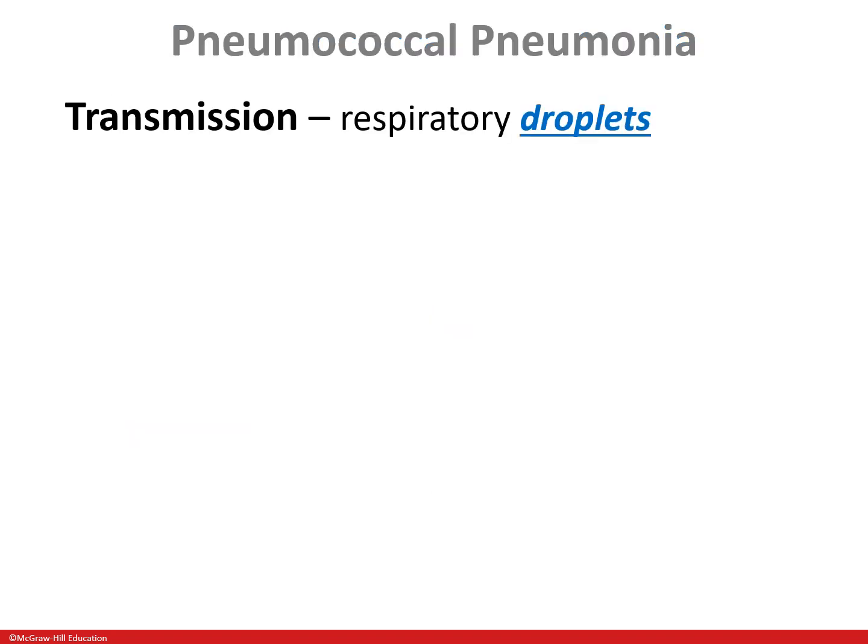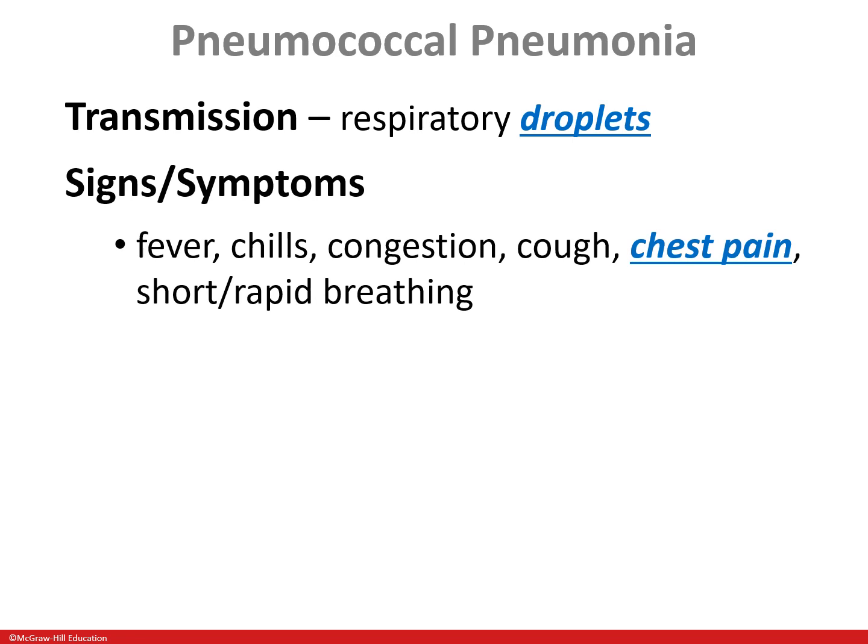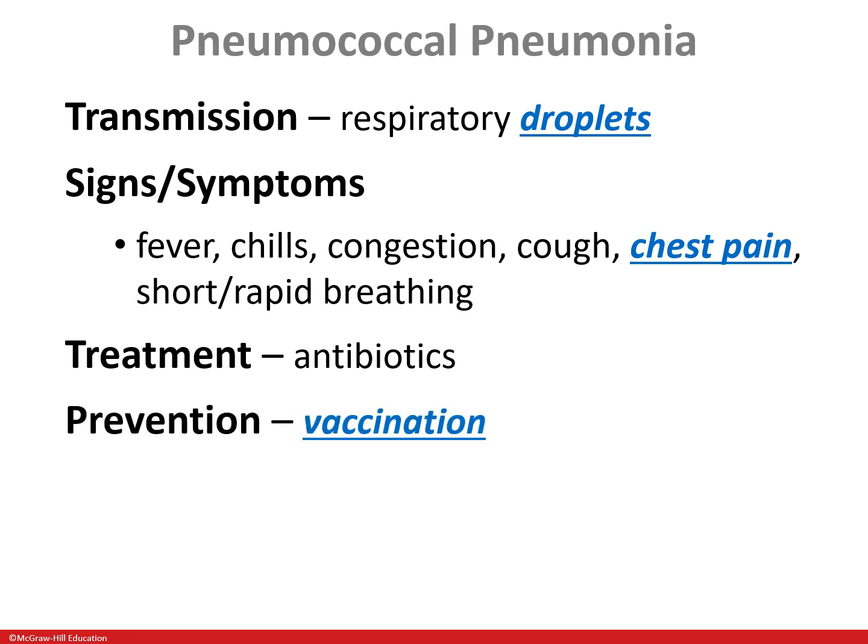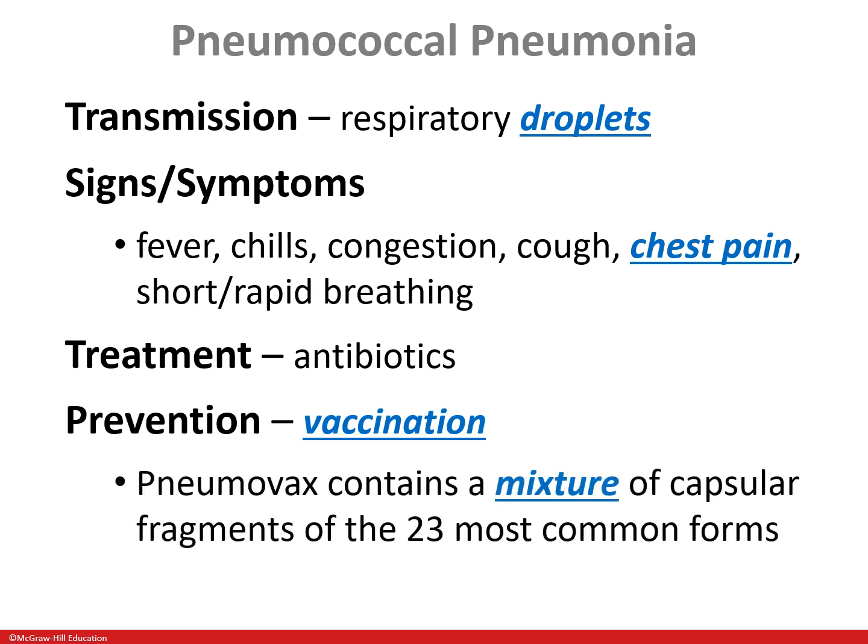So transmission, again, respiratory droplets. Signs and symptoms are going to be typical across all the different forms of pneumonia that we see, and it's going to include things like fever and chills, congestion and cough. Antibiotics are effective if it gets diagnosed properly, and so this is one form of bacterial pneumonia that does have a vaccine that is effective, and so we have one called Pneumovax that we use particularly for adults.